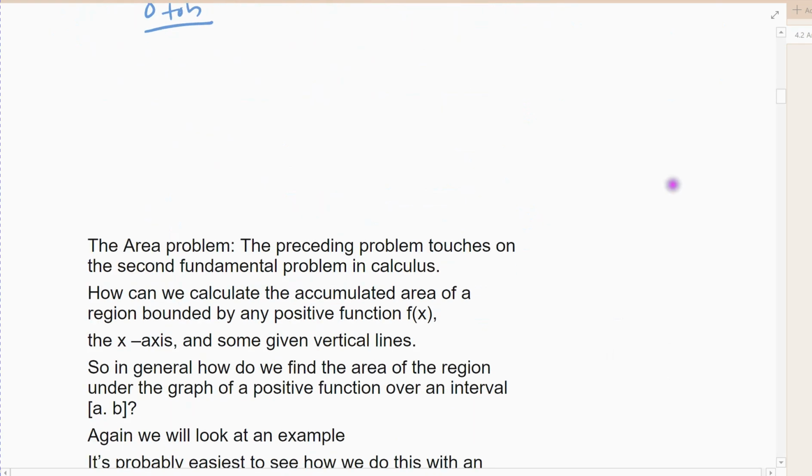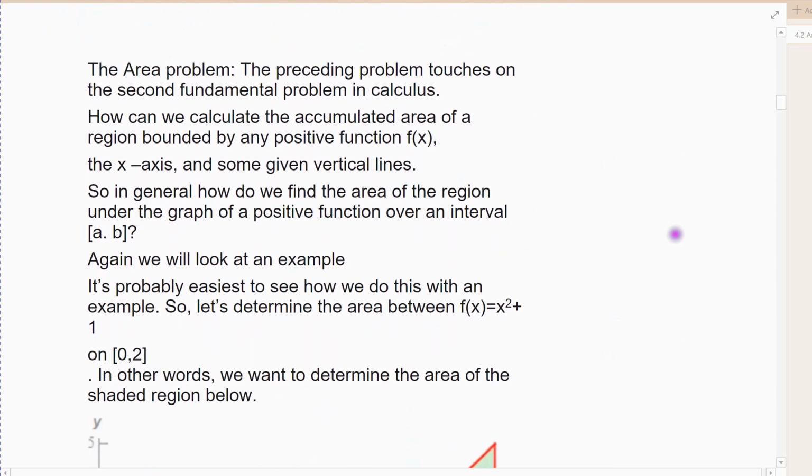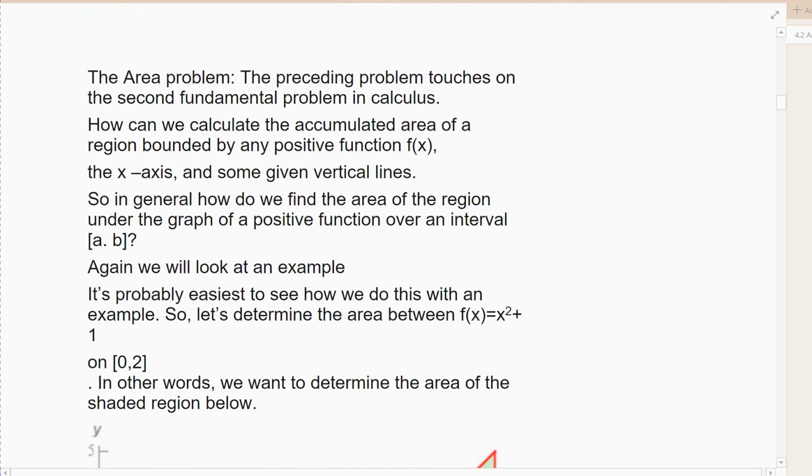Alright, so what we have is, well, the problem is an area problem. Right? The preceding problem touches on the second fundamental problem of calculus. Alright, and we're going to get to that in the next video. We're going to talk about, well, how can I find this area if it's not a nice, pretty geometric shape? Well, what we do is we have to break it down into shapes we can do. Right? And we'll do that in the next section, next video.